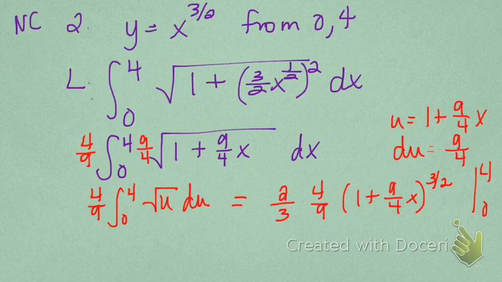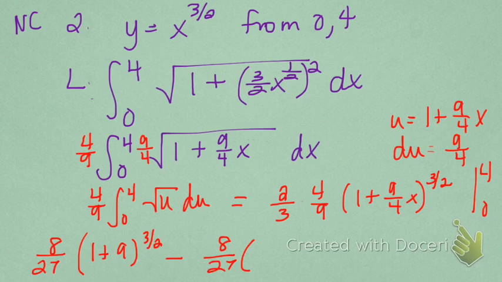You think this wouldn't be on calculator? Yeah, right, this would be on the non-calculator part. So we've got 8 over 27 times, I'm going to plug in the 4. 9/4 times 4 is 9. And then again we have that 8 over 27, plugging in 0, so you just get 1. You could leave the answer right there if you want to, or you could rewrite it as 8 over 27 times 10 to the 3 halves minus 8 over 27.